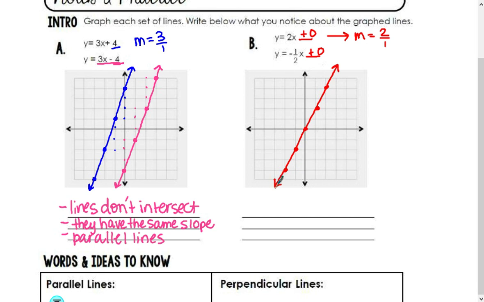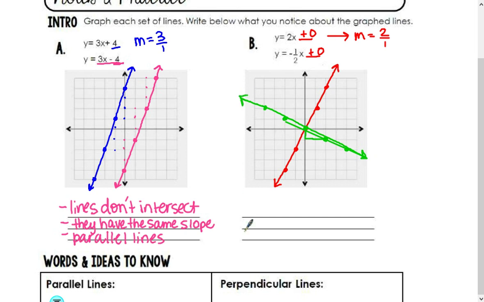And there's my first line. Here comes my second line. My y-intercept again is at 0, but this time my slope is -1/2. That means I'm going to go down 1 and over 2, down 1 over 2. I'm going to do the opposite, up and over, up and over. Nice, pretty straight line.